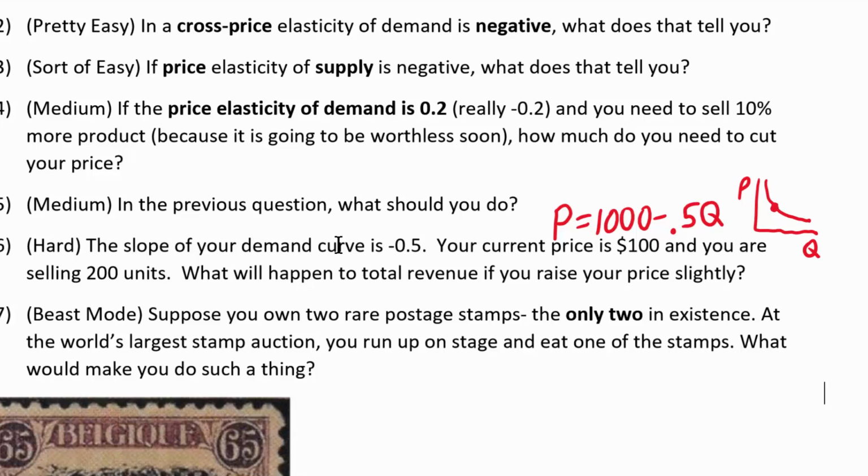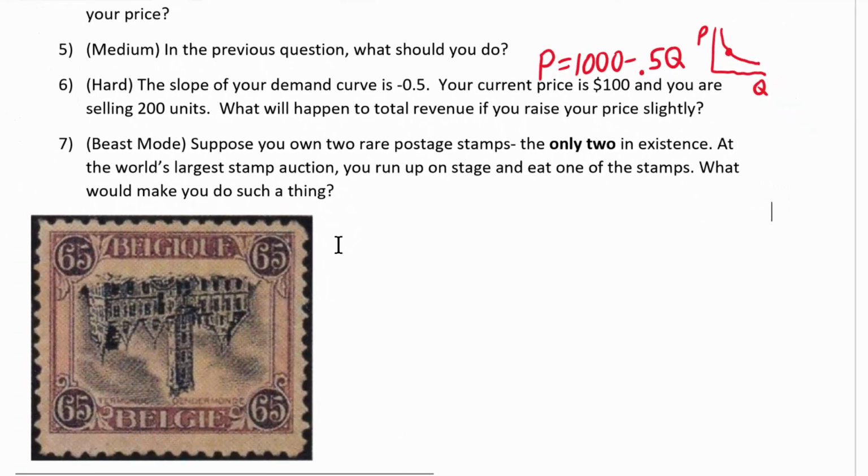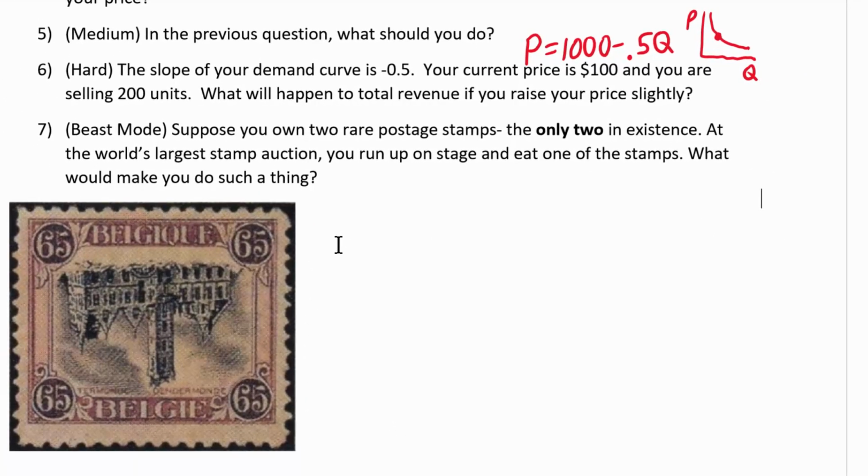And question number 7, beast mode. Suppose you own 2 rare postage stamps. Here's just a picture of a rare postage stamp. It's rare because they printed the building upside down. So suppose you own 2 stamps. They're the only 2 of this kind of rare postage stamp in existence.